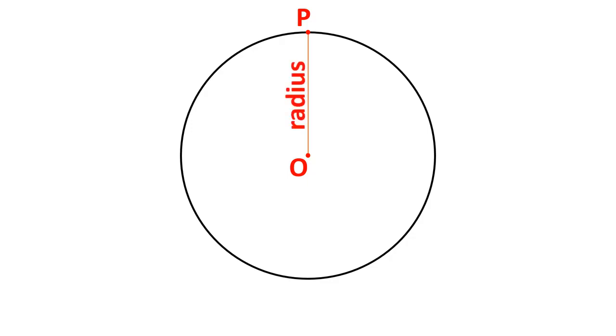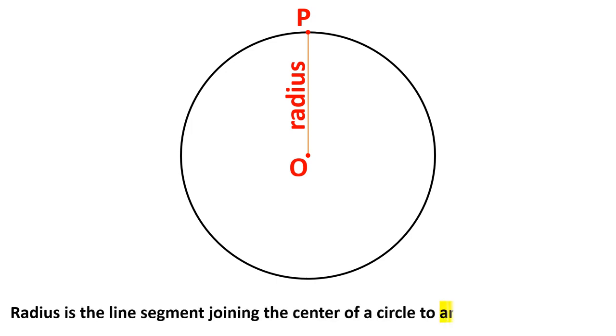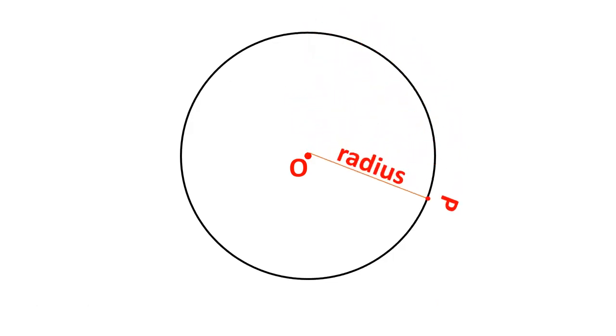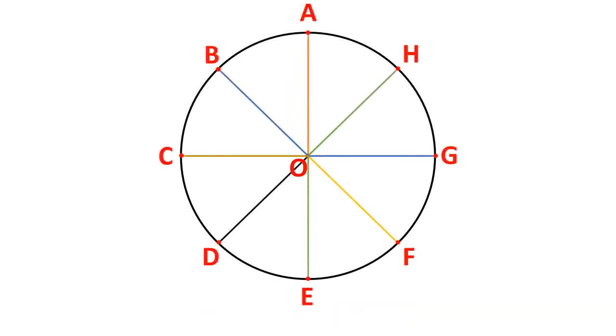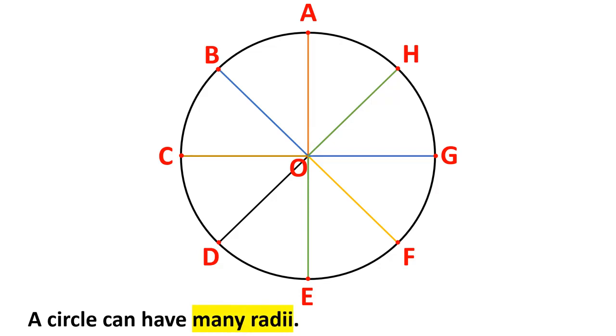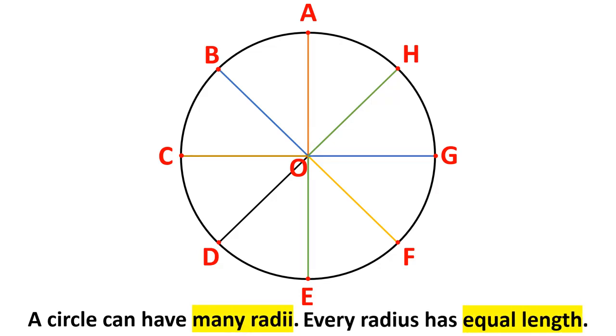So what is radius? Radius is the line segment joining the center of a circle to any point on the circle. What do you observe? The length of the radius of a circle never changes. So we can say that every radius has equal length. So we conclude that a circle can have many radii and every radius has equal length. Note, plural of radius or more than one radius is called radii.